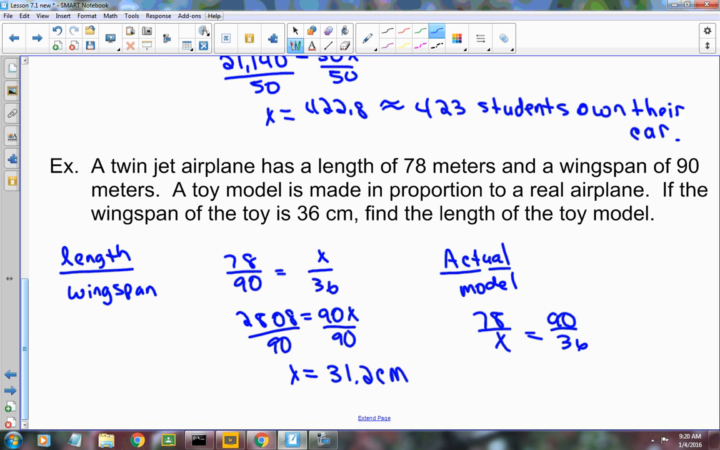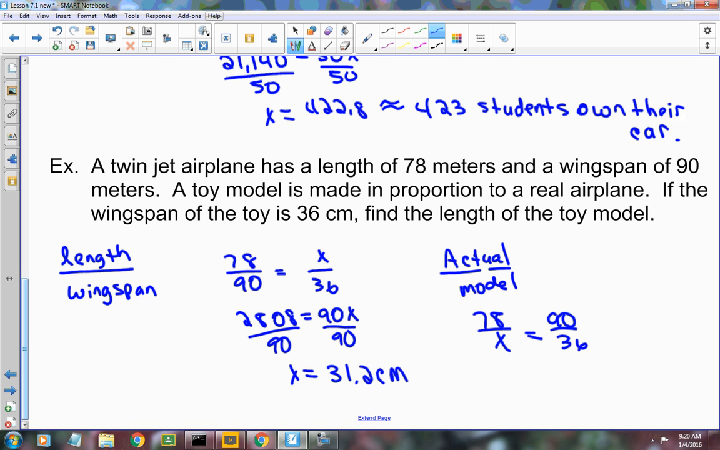Since my top numbers are length, my bottom numbers are wingspan, you have meters to centimeters, meters to centimeters, and you're okay. That's okay because it's proportional, all right? So it'll work. But it only really works like that if it's proportional, so you got to make sure that you're careful there. But I could cross multiply here, and I'm going to get the same answer, aren't I? Because I'm going to multiply 78 and 36 and 90 and X. So I'm going to get the same answer either way that I do it.